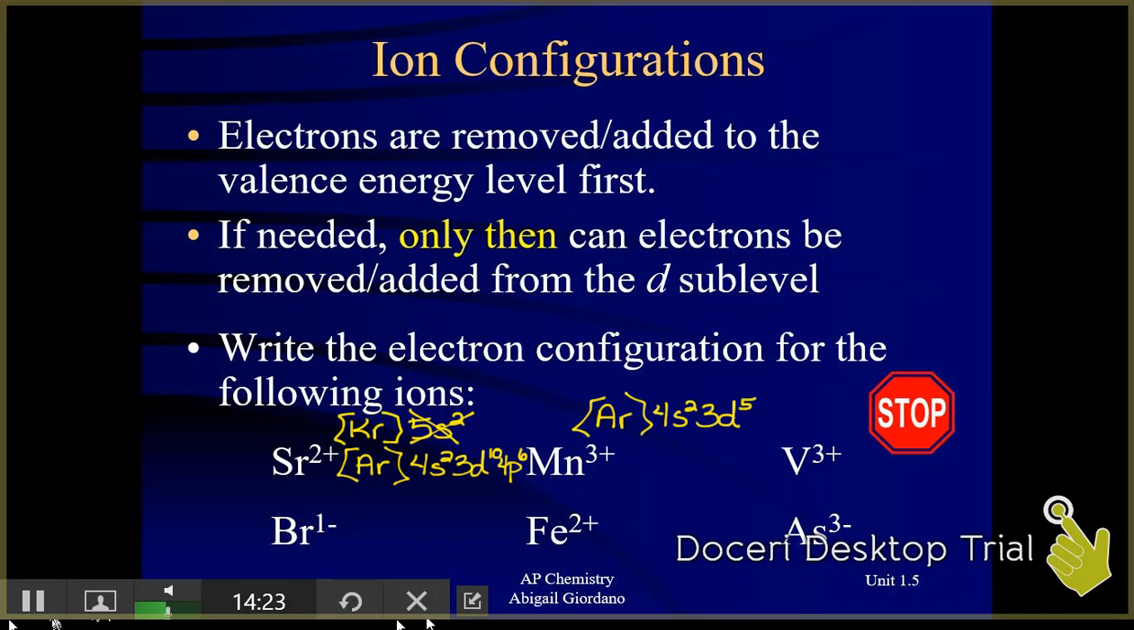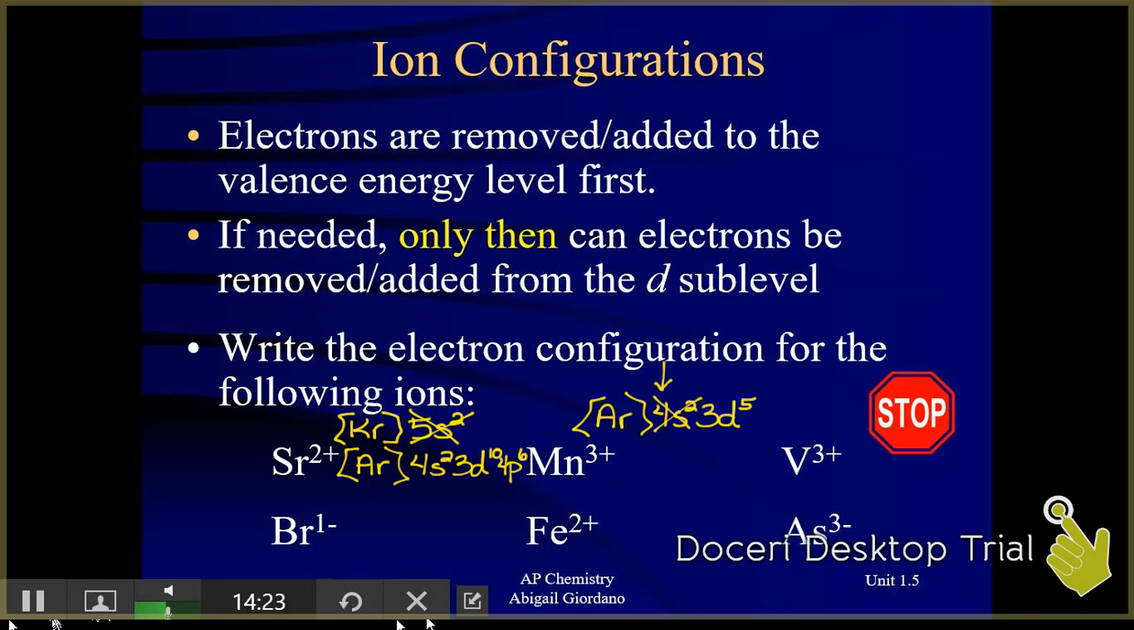Now let's look at what the slide says. It says electrons are removed from the valence energy level first. Well, that's that one. 4 is a higher number than 3. So those are the electrons I'm going to take first. Gone. Well, that's only 2 electrons. I need to take 3.